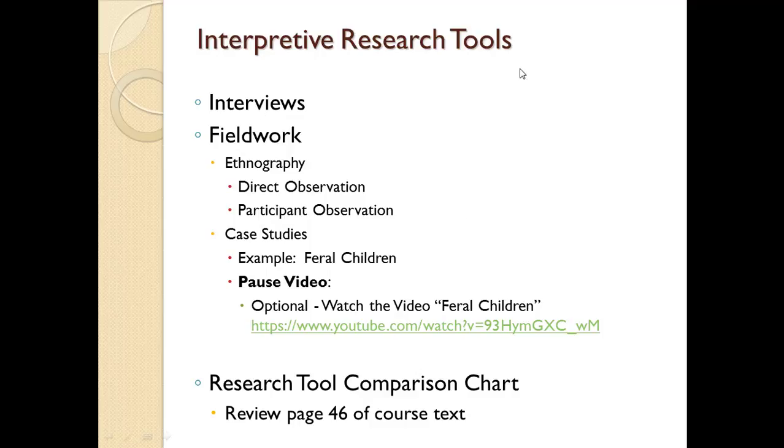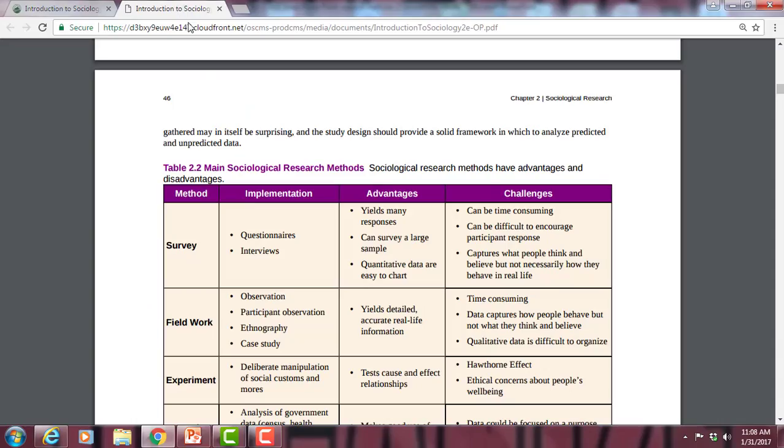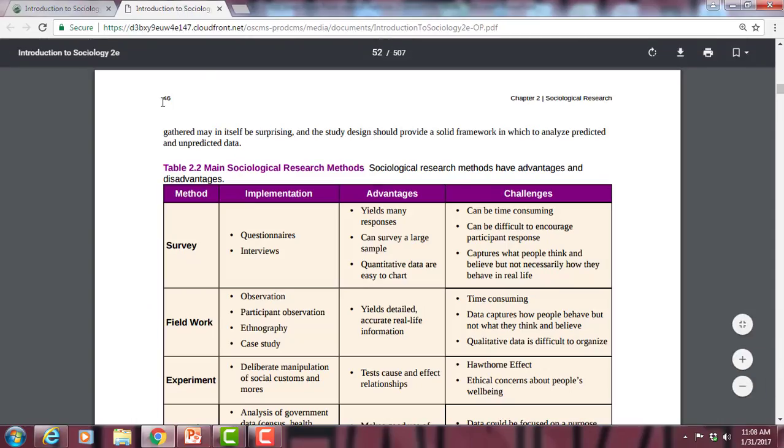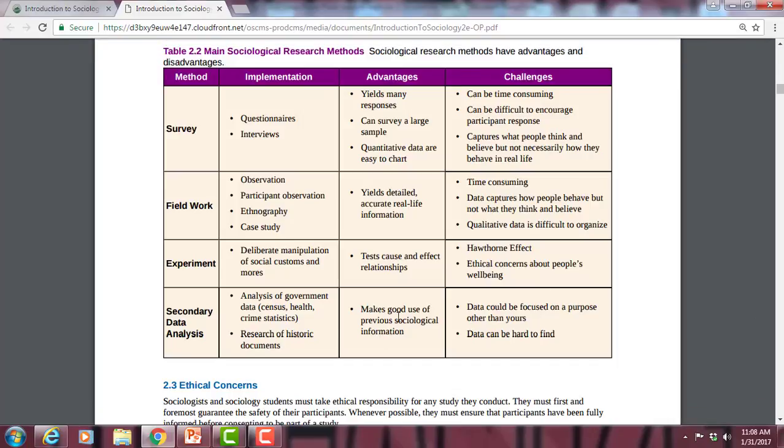Okay, so we've talked about a lot of different research tools, the scientific tools, the interpretive tools. I wanted to show you a resource in your course textbook that might be helpful when it gets close to studying for the exam. If you look on page 46 of your textbook, it's page 52 on the PDF, but it's 46 on there, you'll see this handy little comparison chart, right? So here's all our different methods, our different tools. Here's the advantages, here's the disadvantages. So this might be a useful resource when you're studying for exam 1.